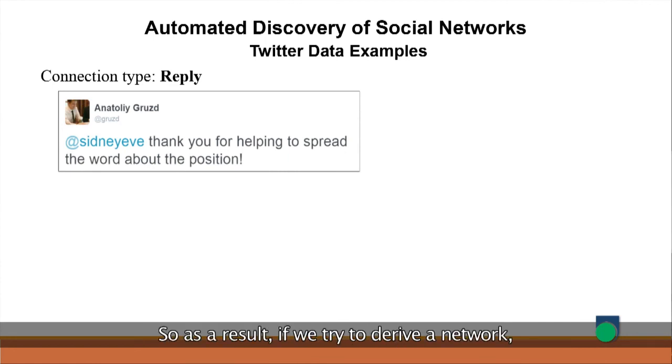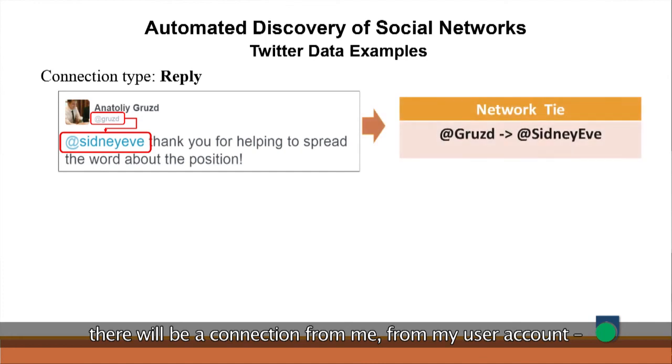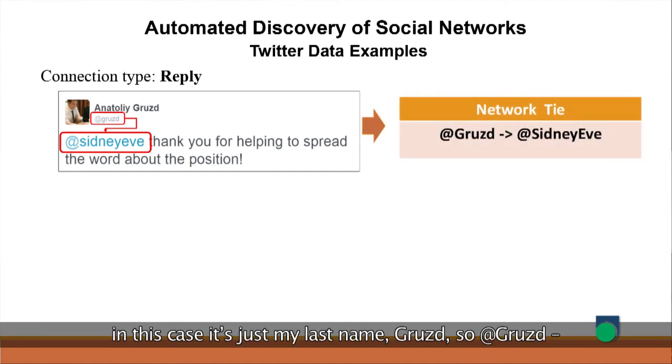As a result, if we try to build a network based on this interaction, there will be a connection from my user account. In this case, it's just my last name, Gruzd. So @Gruzd connects to my colleague @Sydney Eve. That's how you convert text data to network data.